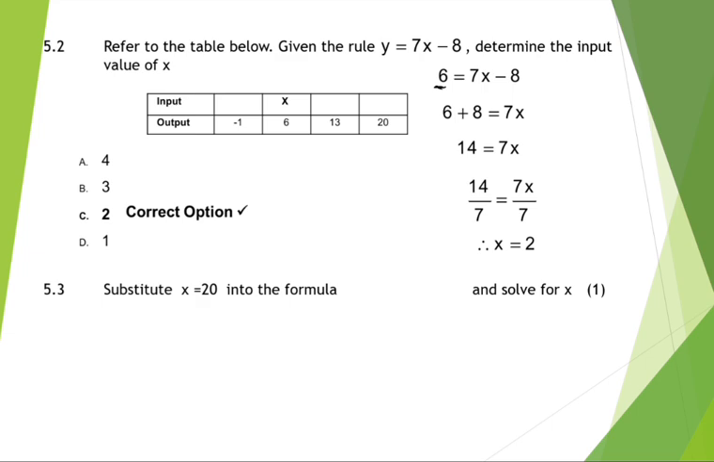Substitute x in the formula y is equal to 5x plus 2 and solve it. So we substitute. y is equal to 5 brackets 20 plus 2. So that means y is equal to 100 plus 2. So y is equal to 102.